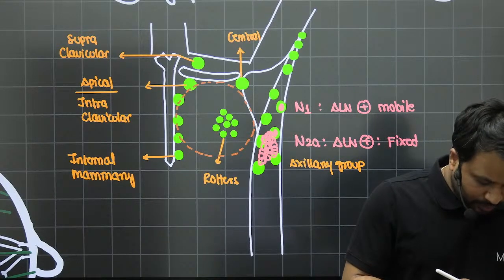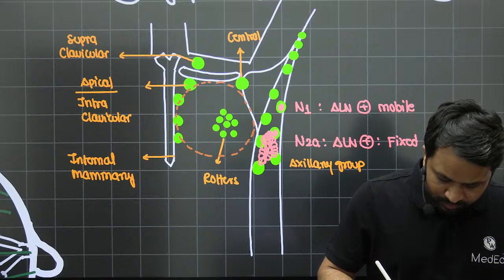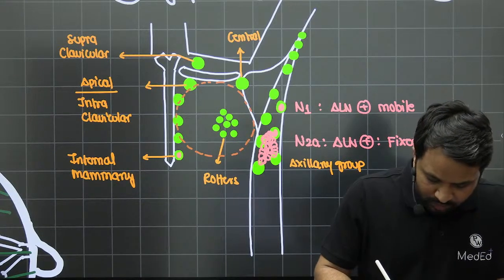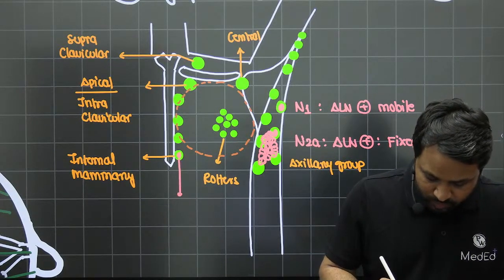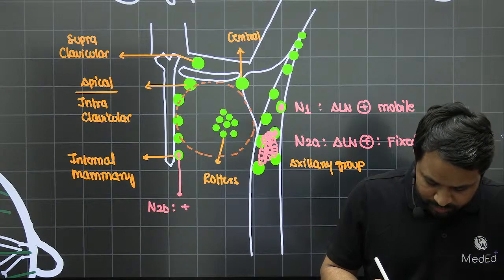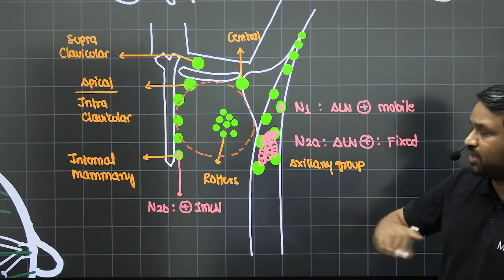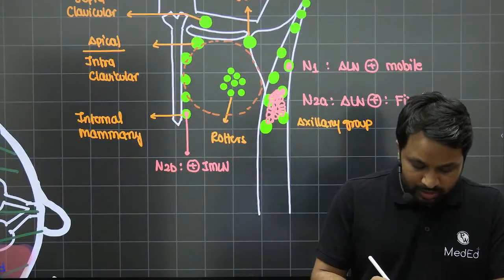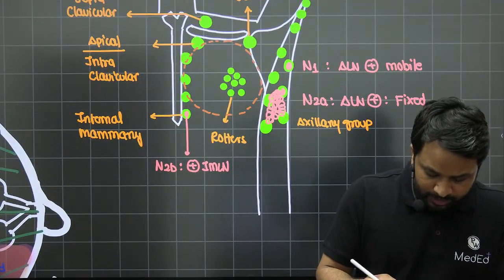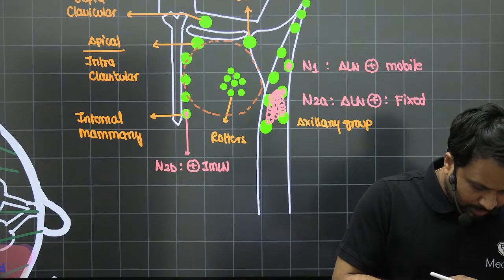Now you have your N2B. N2B is involvement of internal mammary group of lymph nodes. If a tumor is involving the internal mammary group of lymph nodes, it is N2B. IMLN stands for internal mammary group of lymph nodes. It's going to be N2B.